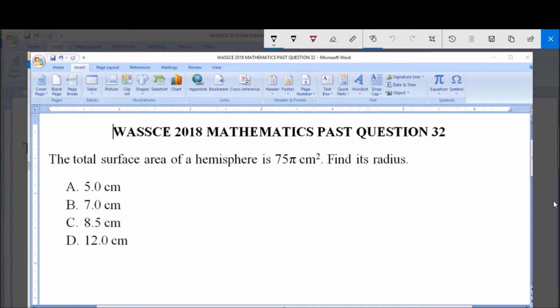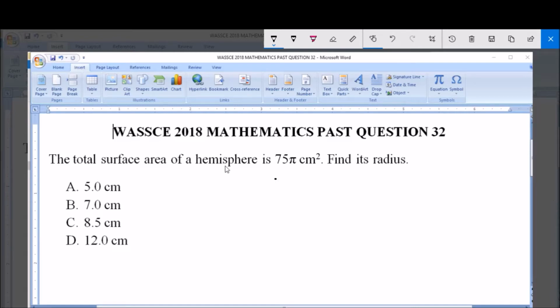I'll be answering WASSCE 2018 Mathematics Past Question 32. The total surface area of a hemisphere is 75π centimeter square. Find its radius. A, 5 centimeter; B, 7 centimeter; C, 8.5 centimeter; and D, 12 centimeter.